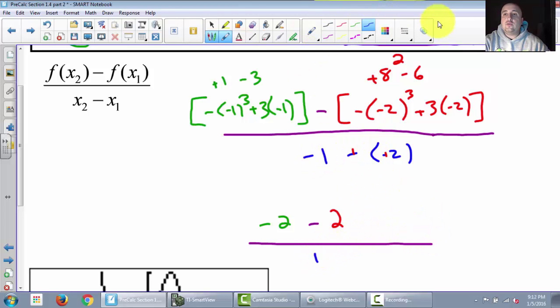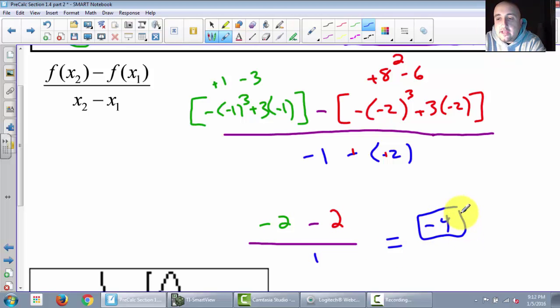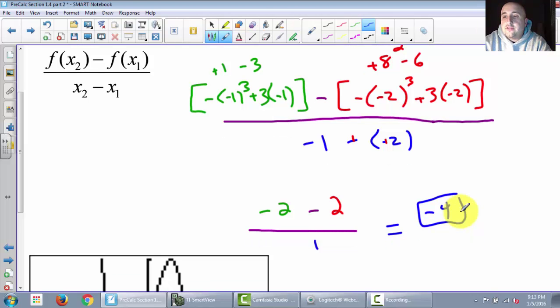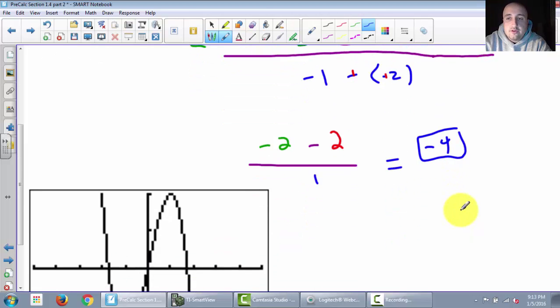So what does this equal? Let's get rid of some of this purple line. We don't need all that. This is equal to negative 2 minus 2, which is negative 4, over 1, so negative 4. That means our slope is negative 4. Our average rate of change is 4 units per whatever our unit is.